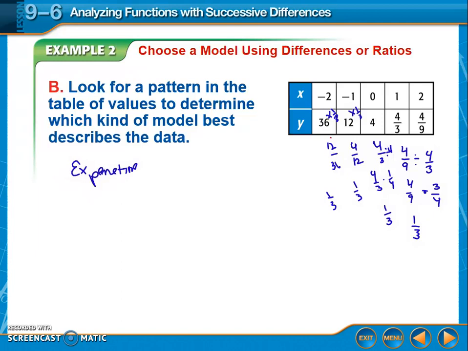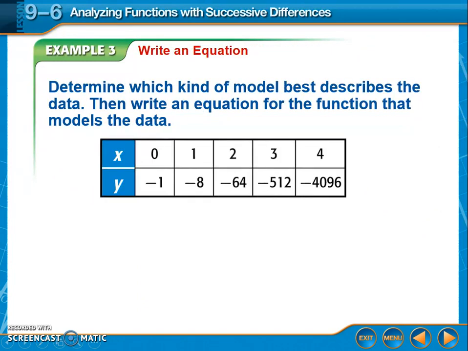Okay, so the idea is second layer, if they're the same when you find the differences, that's quadratic. If the first layer is the same, that's linear. And if it's a constant ratio that you're multiplying each time, that's exponential. So we want to look at this.